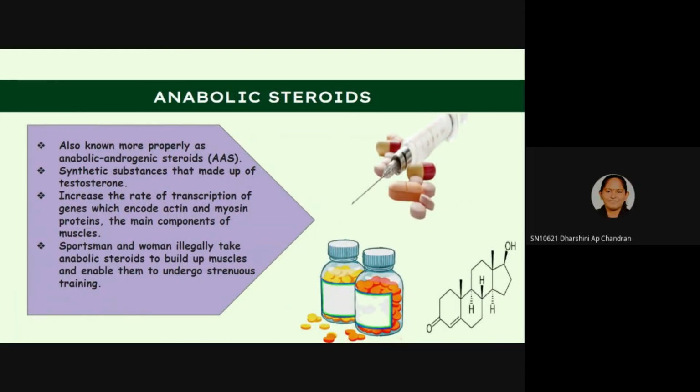Next, we look at anabolic steroids. Anabolic steroids, also known more properly as anabolic androgenic steroids (AAS), are synthetic substances made from testosterone. Besides, anabolic steroids can enter the nucleus of the cell and increase the rate of transcription of genes which encode actin and myosin proteins, the main components of muscles. Usually, sportsmen and women illegally take anabolic steroids to build up their muscles and enable them to undergo strenuous trainings.